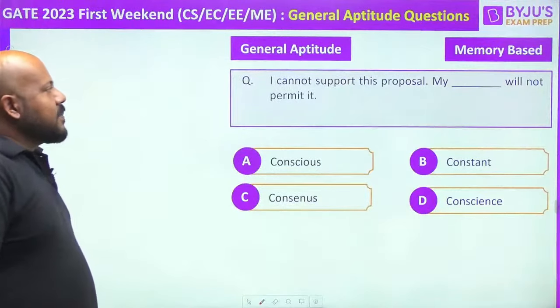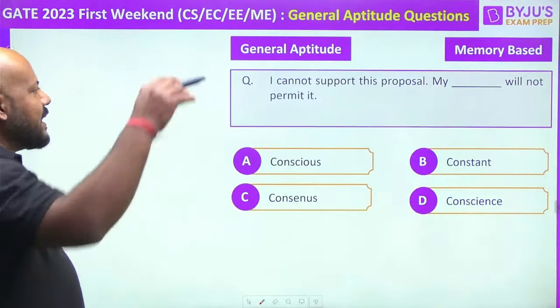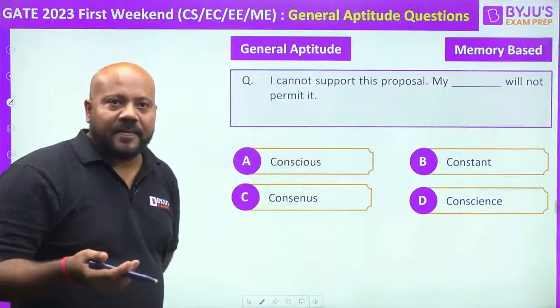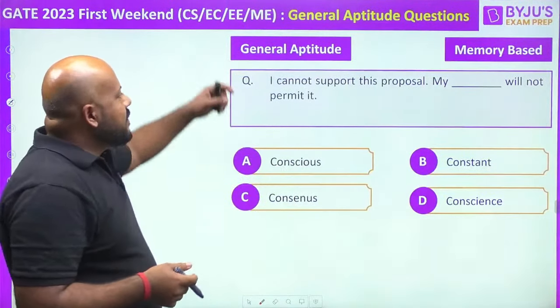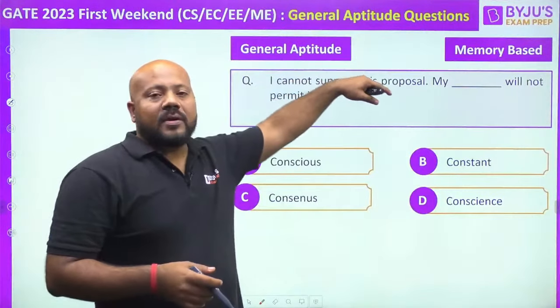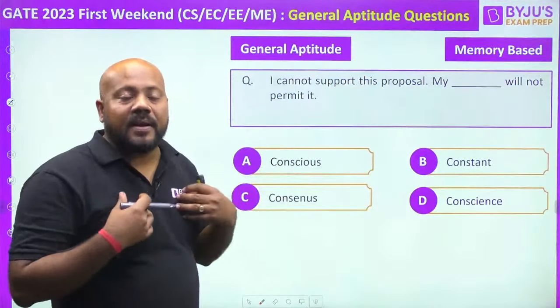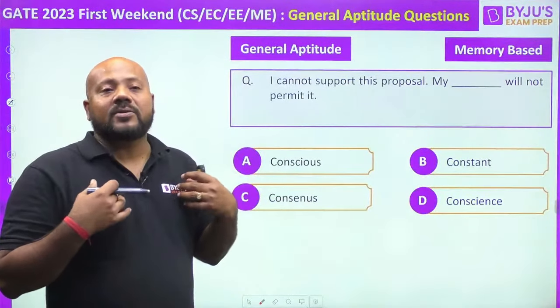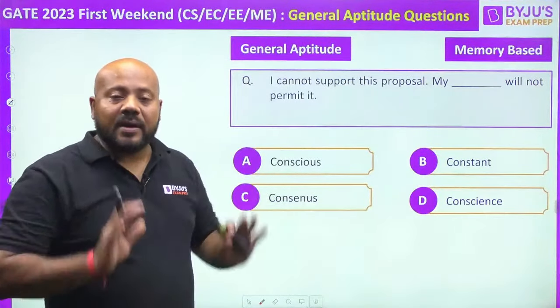I cannot support this proposal. My fill in the blank will not permit it. Now what my? मैं इस प्रपोजल को सपोर्ट नहीं कर सकता क्योंकि मेरा ज़मीर, मेरी अंतरात्मा इसको अलाउ नहीं कर रही है.